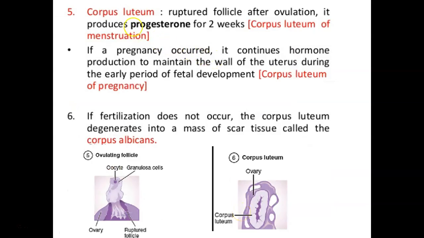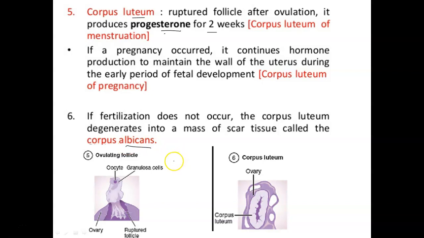Now, corpus luteum. After rupturing and release of the secondary oocyte, we have seen the structure, that is corpus luteum, which is yellow colored. The ruptured follicle cells transform into corpus luteum. So the ruptured follicle after ovulation starts producing progesterone for 2 weeks. If fertilization occurs and pregnancy follows, this corpus luteum continues till the placenta is formed to secrete progesterone. But if fertilization does not occur, then this corpus luteum will degenerate, and when it degenerates, it changes into corpus albicans.